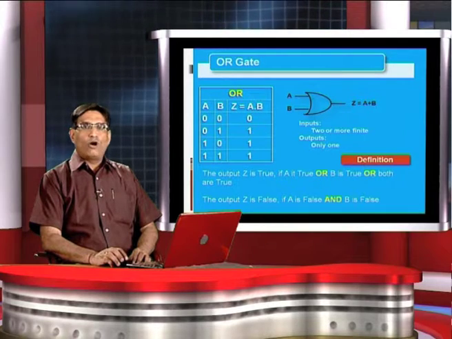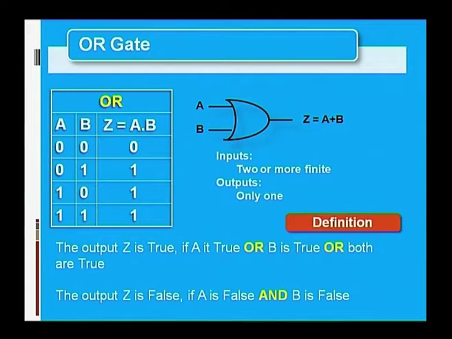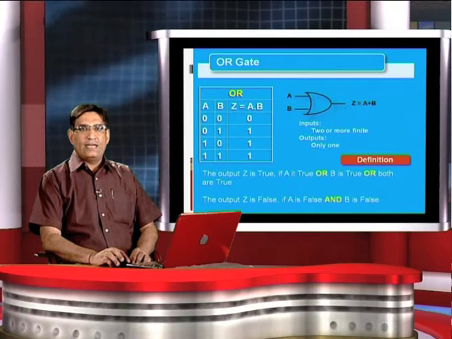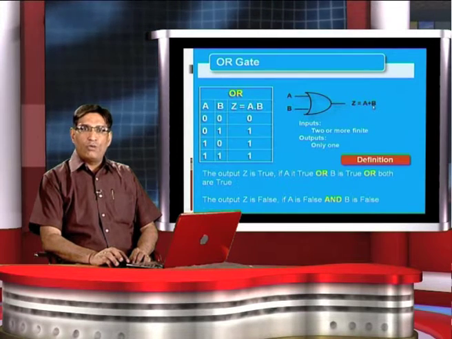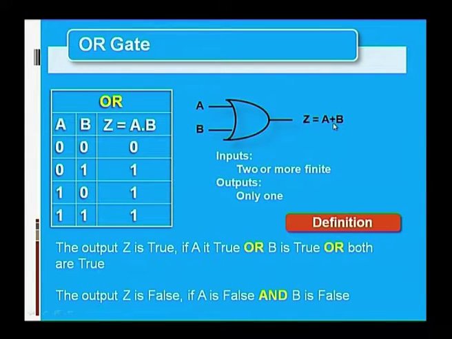Let us move to OR gate. This is the logical symbol of OR gate, where we have 2 inputs shown, but there can be more than 2 inputs. That means an OR gate can also have 2 or more finite inputs but only one output, where the output is nothing but the OR operation applied over all the inputs.